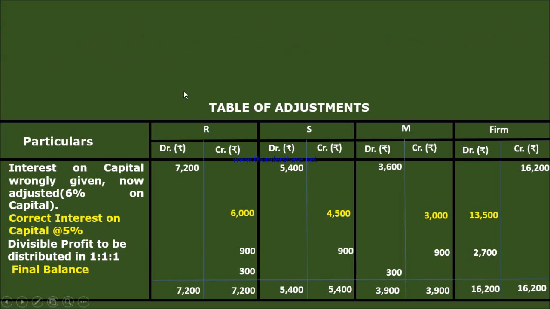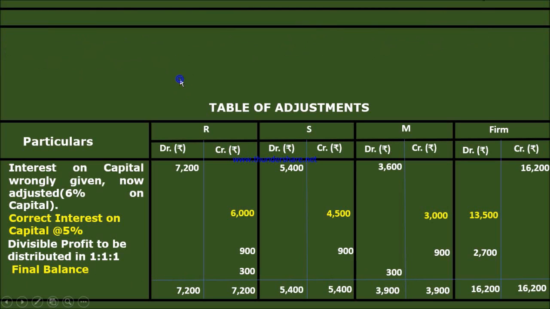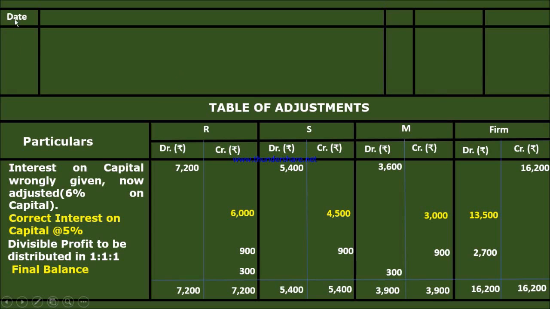Next we have to do the journal entry, and in the journal entry we have those formats. Now I have written date here, particulars, ledger folio, amount. One thing is missing. Yes, you are correct. You have to write here rupees, in both cases.